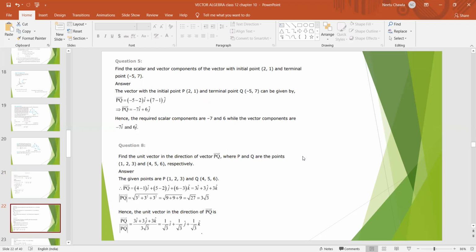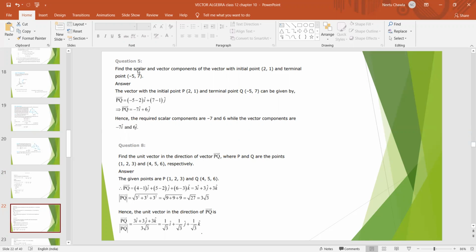And this is your question number 5. Find the scalar and vector components of the vector with initial point 2, 1 and the terminal point minus 5, 7. The vector with the initial point P, that is 2, 1 and point Q minus 5, 7. The formula I've already told you. Here we only have x and y components, no z component, so we will be writing PQ as minus 5 minus 2 i plus 7 minus 1 j, and I am getting here minus 7i plus 6j.